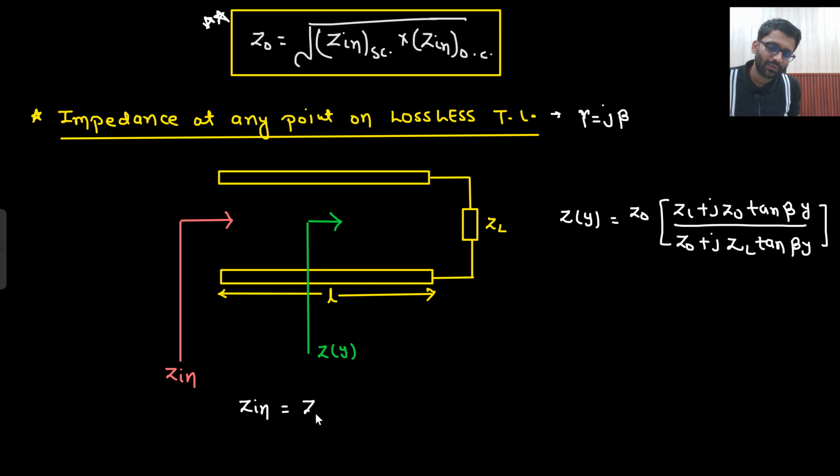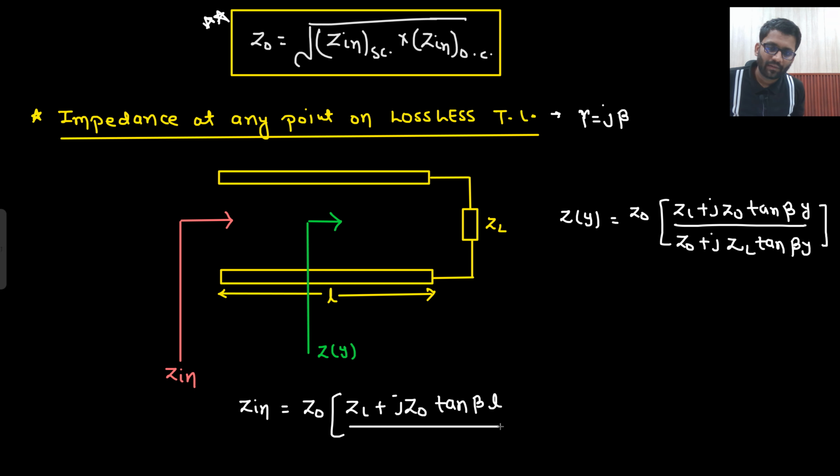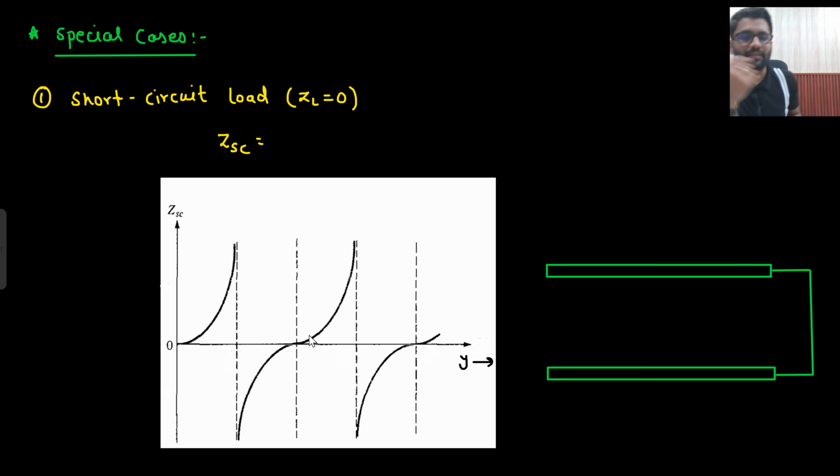So Zin is equal to Z0 into ZL plus J Z0 tan beta L, divided by Z0 plus J ZL tan beta L. This is your input impedance. Is that clear to you? Okay. Now let's see the special cases.